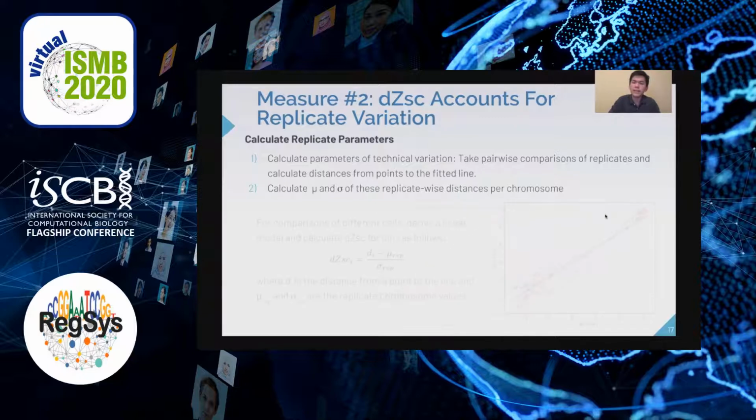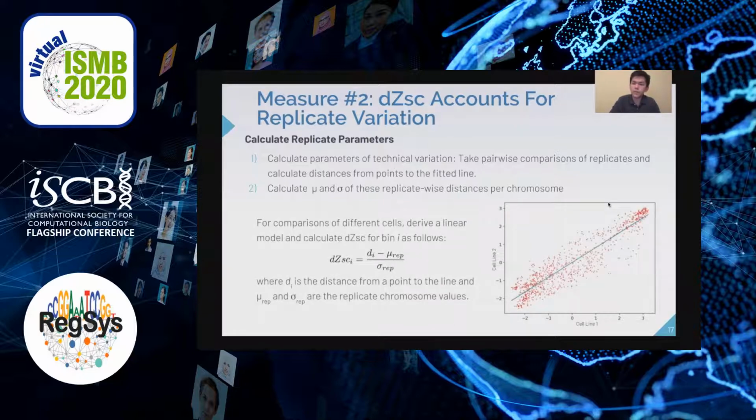From here, we create a secondary measure we call DZ score, and this is used in comparisons between two different Hi-C datasets or two different cell lines. In this case, for a particular bin I, we take the point that that bin corresponds to, and take the distance between it and the center fitted line. We then subtract the mean replicate-wise distance per chromosome and divide that by the standard deviation replicate-wise distance per chromosome in order to get the DZ score for that bin. In this case, DZ score will be higher for points that lie further away, and it'll be lower for points that lie closer to the center line.